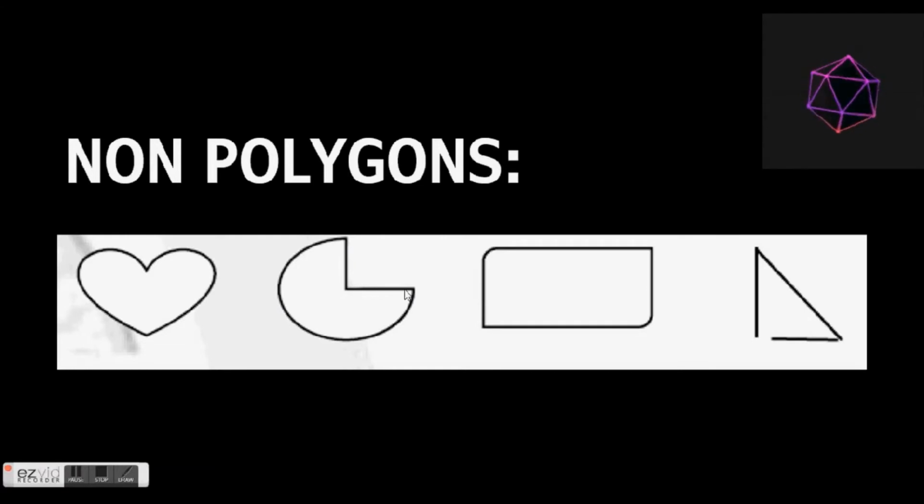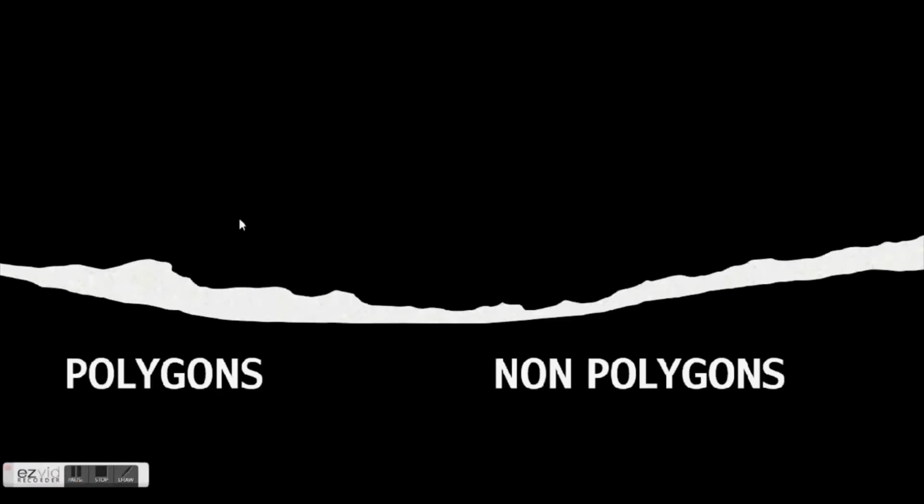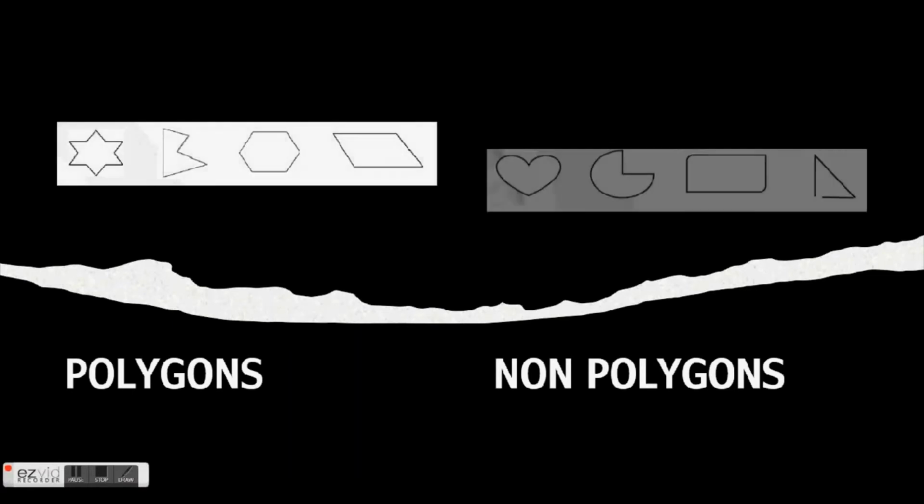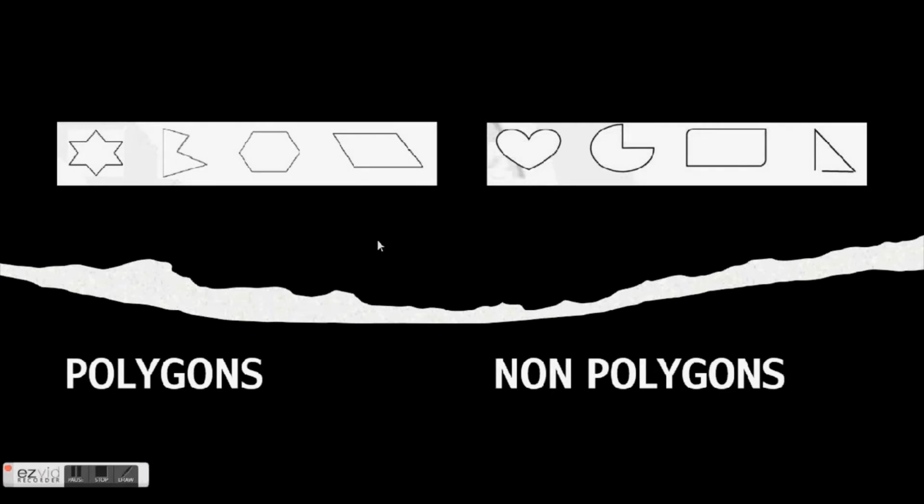For the fourth figure, although it has line segments, diba? Pero meron siyang open space, diba? Dito sa part na ito. So, hindi siya closed figure. So, these are examples of non-polygons. Now, para mas makita natin yung difference nilang dalawa. Ayan. So, these are the polygons and the non-polygons.